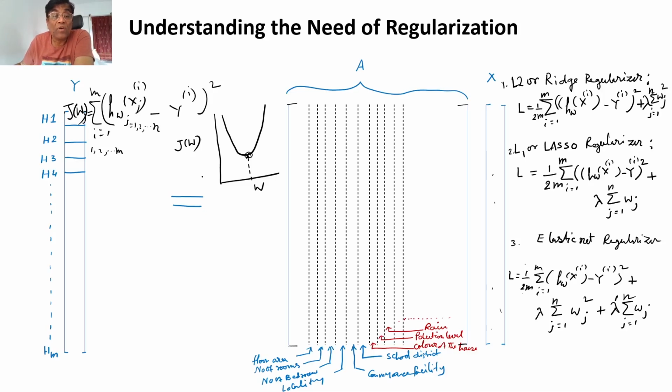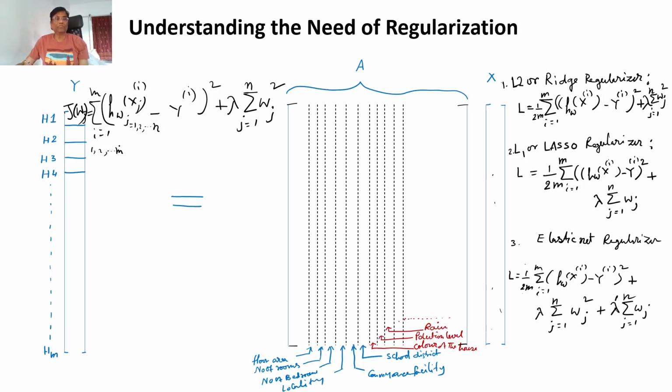Now, what if we try to add another term, which is a penalty? Lambda is a penalty term, and you have added another term here. So your objective function now becomes the least square objective function plus a penalty term, which we call a regularizer. Now let us see what it is doing.